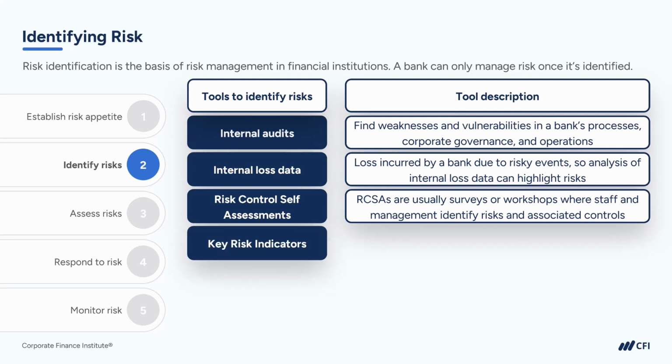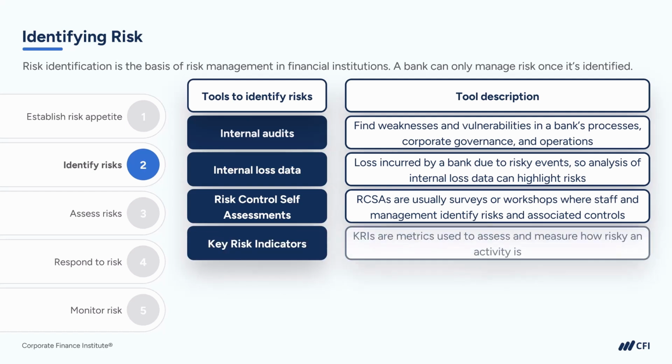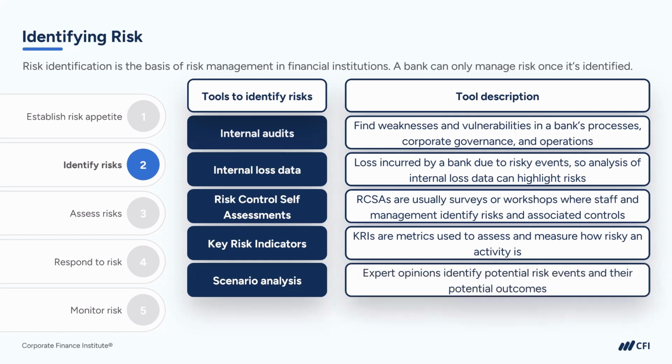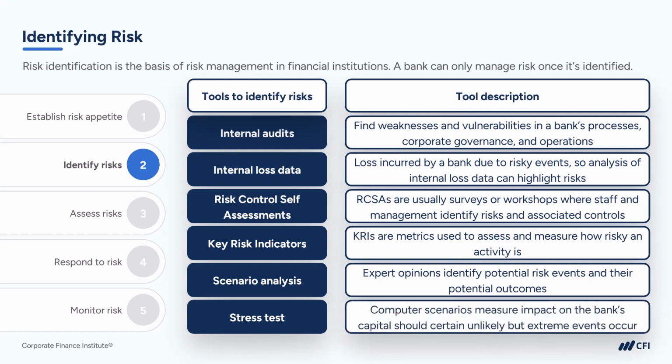Key Risk Indicators, or KRIs, are metrics that are used to assess and measure how risky an activity is. Scenario analysis is where expert opinions from lines of businesses and risk managers identify potential risk events and their potential outcomes. While in a stress test, the bank runs computer scenarios to measure the impact on the bank's capital should a variety of unlikely but very extreme events materialize.